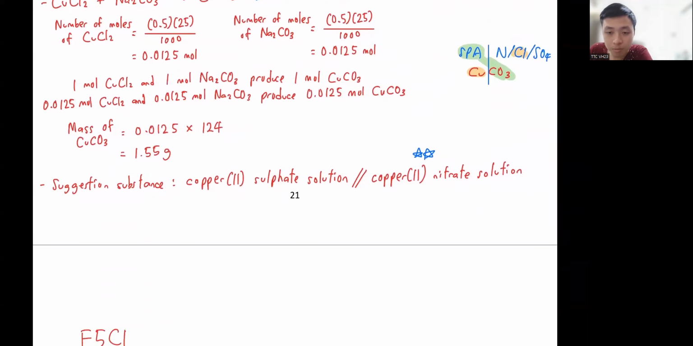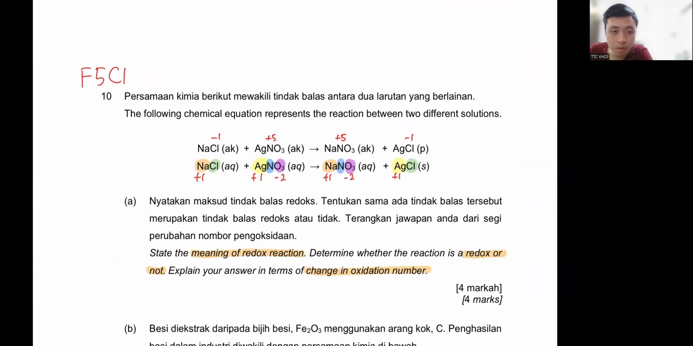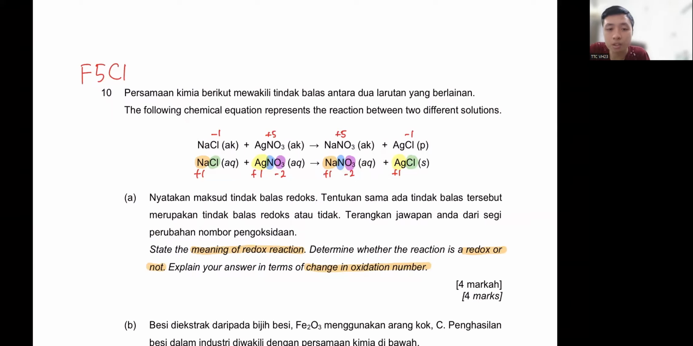You can look at question 10. Question 10 is Form 5 Chapter 1. Now, this one, state the meaning of redox reaction. You still remember what the meaning of redox reaction is? Oxidation and reduction reactions occur simultaneously, meaning oxidation and reduction happen at the same time. Now determine whether the reaction is a redox reaction or not. Explain your answer in terms of change in oxidation number.